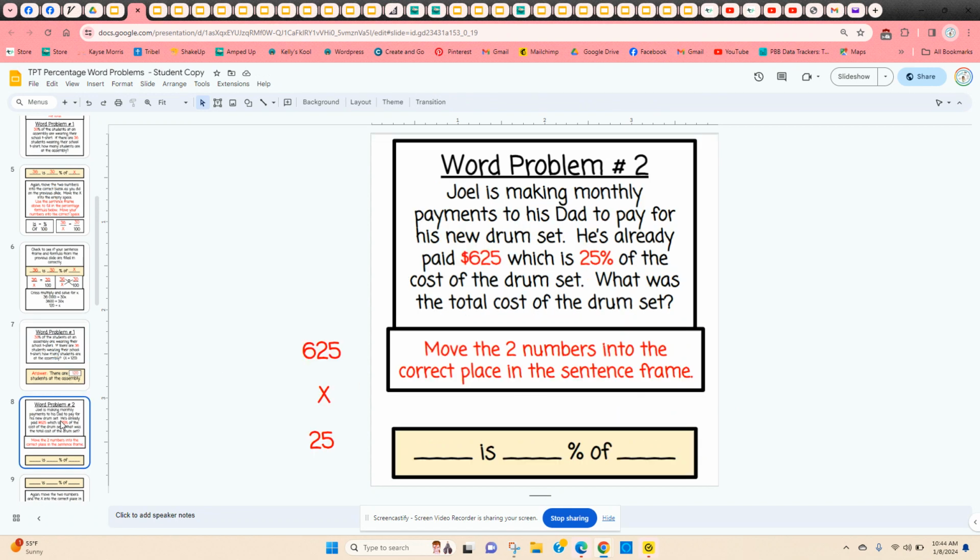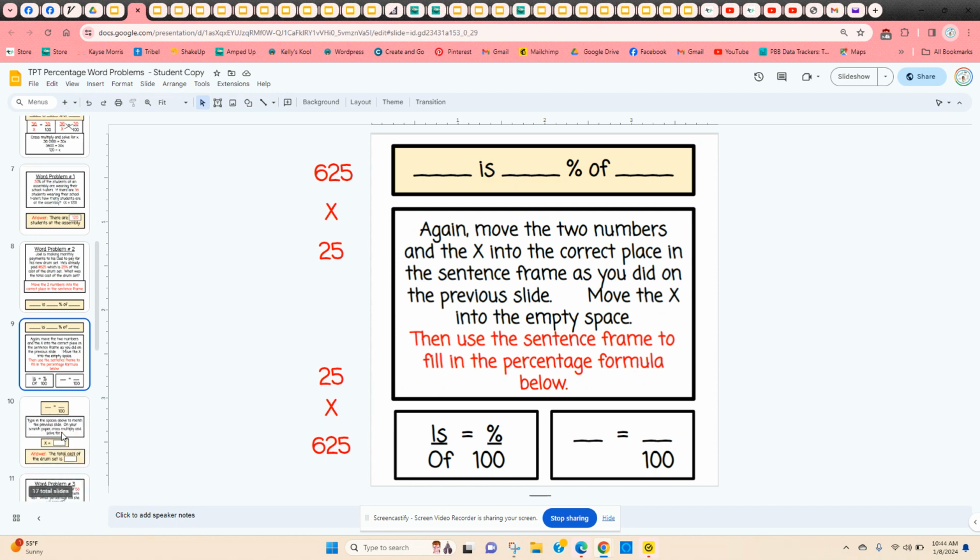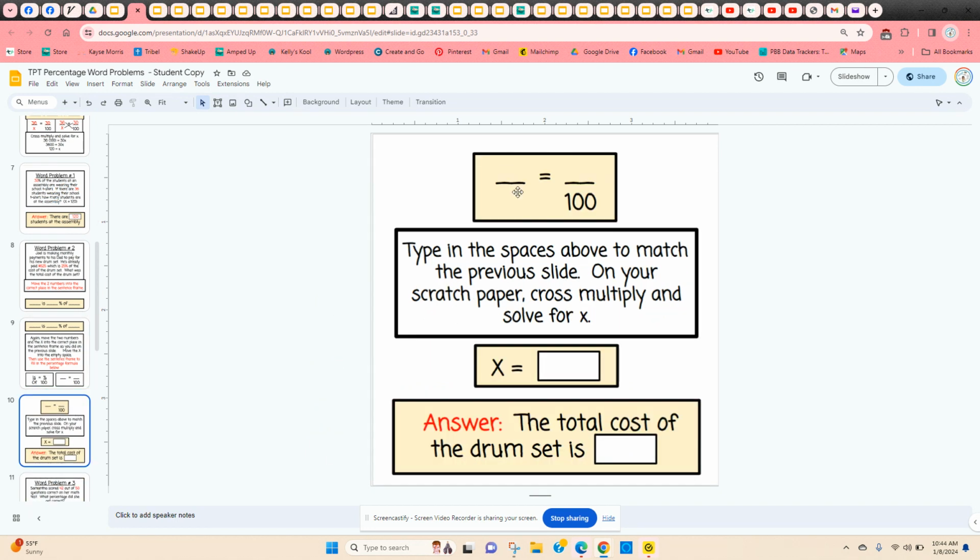Now we go on to word problem 2. Again, the numbers are in red. Students are going to place these numbers in the correct place in their sentence frame, and the variable will go in the blank of the number they don't know. They're going to repeat that at the top of the next slide. Then they're going to move those numbers into the formula. And then they're going to solve for x and type in their answer at the bottom.